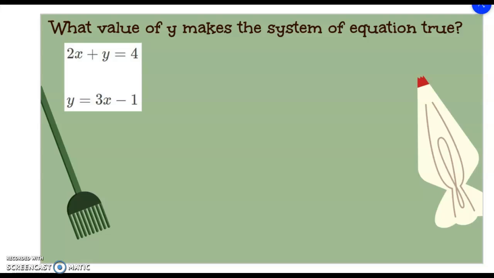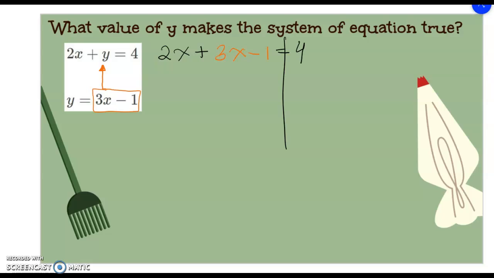So our next problem here is, what is the value of y that makes this system of equations true? So again, in this case, I'm going to take one of my equations that is in y equals mx plus b form and plug it into the other for y. Since my second equation is in y equals mx plus b form, all I'm going to do is replace it. So y is a placeholder, remember? So now I have 2x plus, what's my y? 3x minus 1 equals 4.